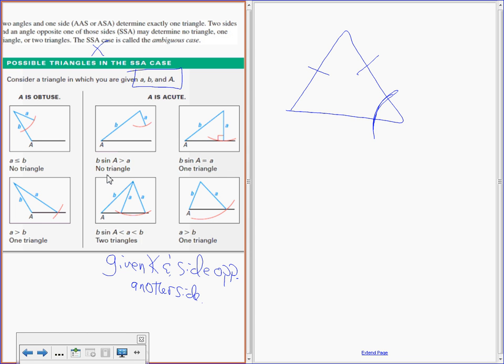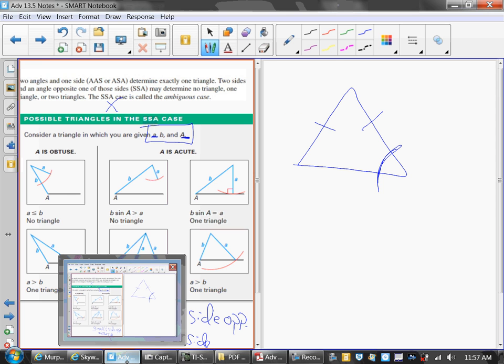If there was every single possible scenario, this would be a lot more paper. So what we're going to try and do here is just look at it as the given angle and side opposite. Remember, this is going to be the given angle, and this is the side opposite. Big A, little a, on this chart. Okay? So we're going to refer back to this chart a lot, because this is the new stuff. Let's look at an example of where this goes.